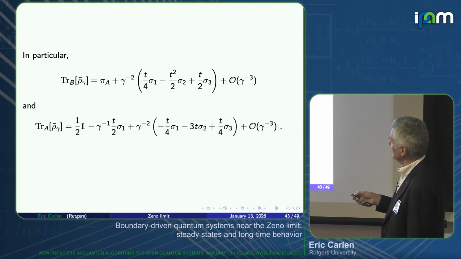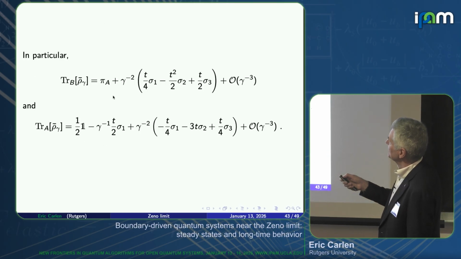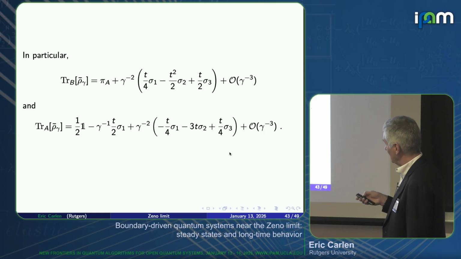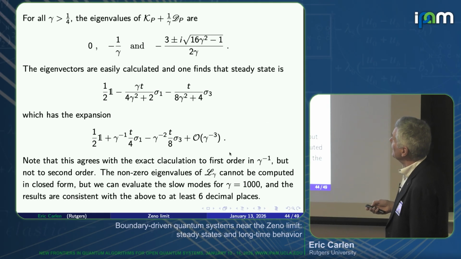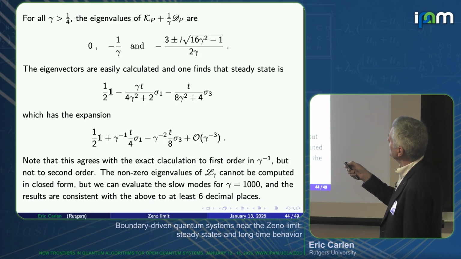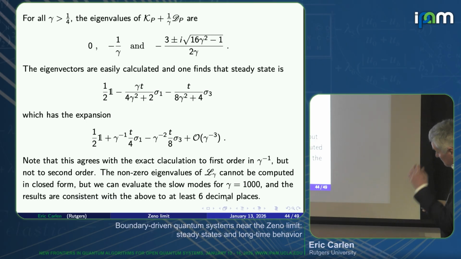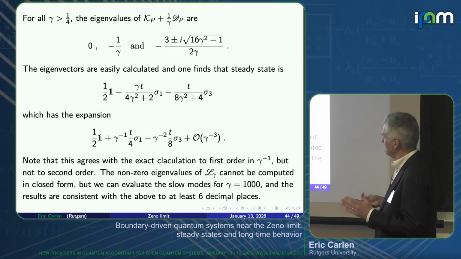And in particular, you can get the partial traces of these states. You trace out B, so this is the reduced density matrix on A, and this is the other one, the leading order. And you can compute the spectrum of this thing. And so the eigenvalues are indeed -1, and for the real parts, -3/2 over gamma. You can find the steady states and everything, and so that's what that is.